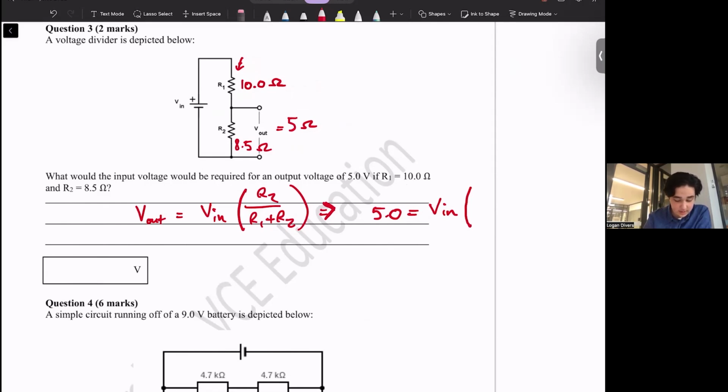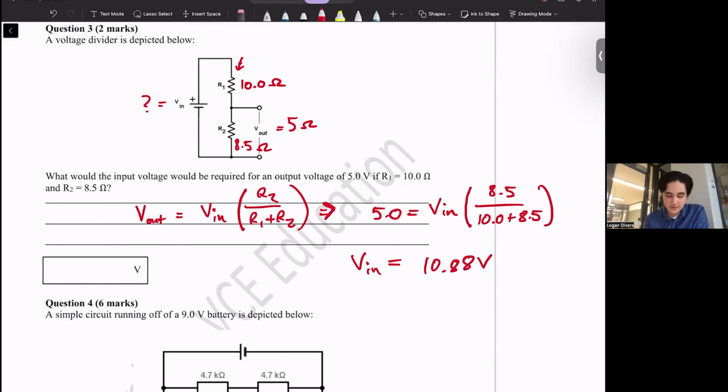But that is 5. Don't know what the input voltage is. So we'll continue with this. 8.5 over 10.0 plus 8.5. And pretty much just solve for the voltage in. This will give you the answer of 10.88 volts. Now, here's our first mention of significant figures, actually.